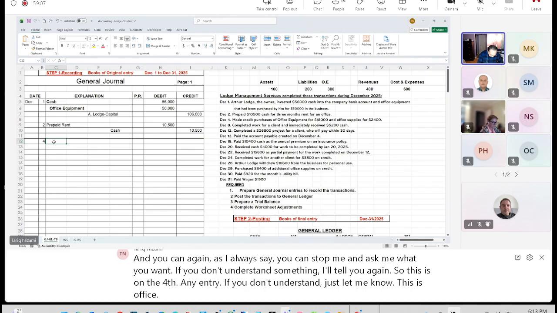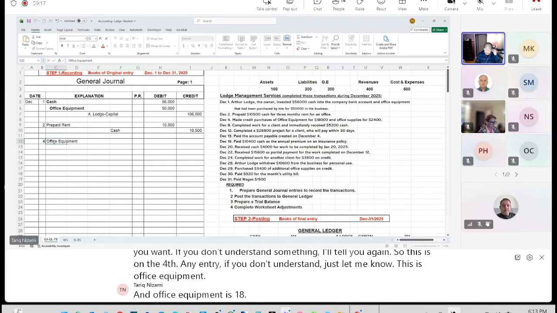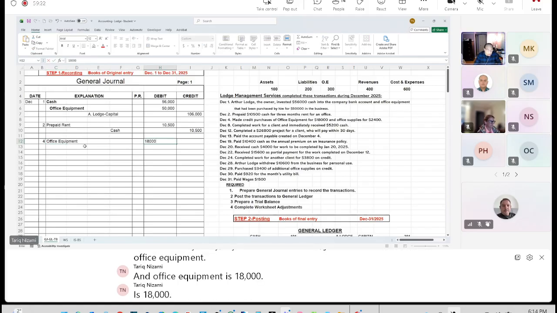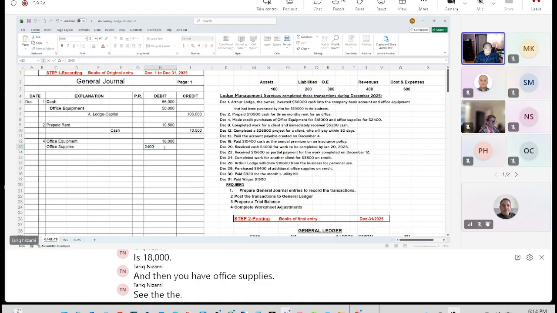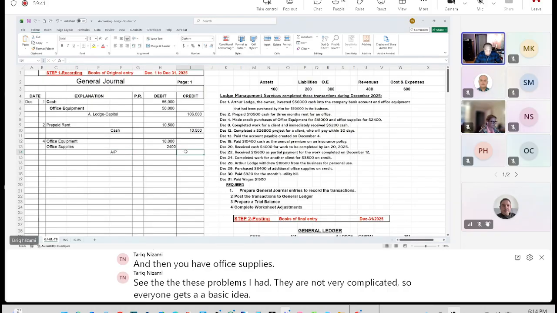This is office equipment, and office equipment is 18,000. And then you have office supplies. See, these problems I have are not very complicated, so everyone gets a basic idea as to what we are doing.